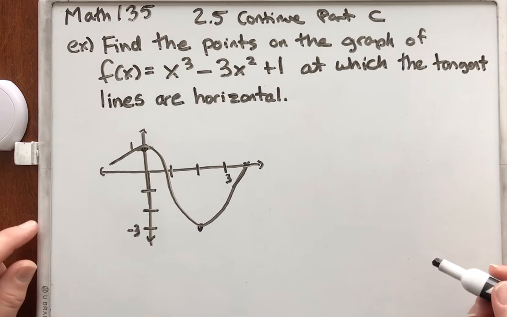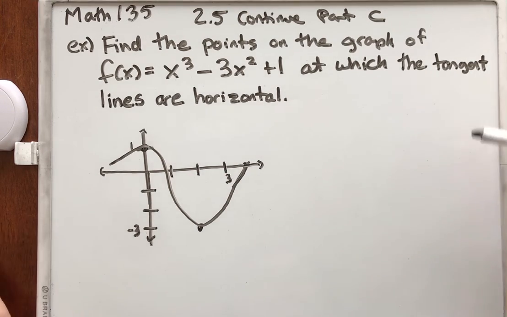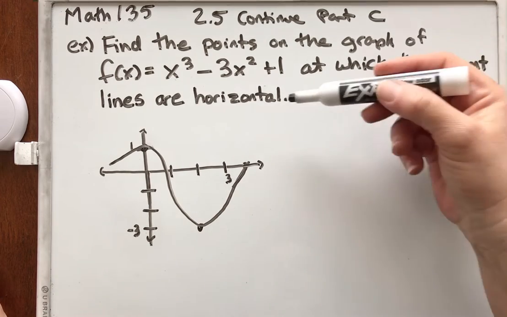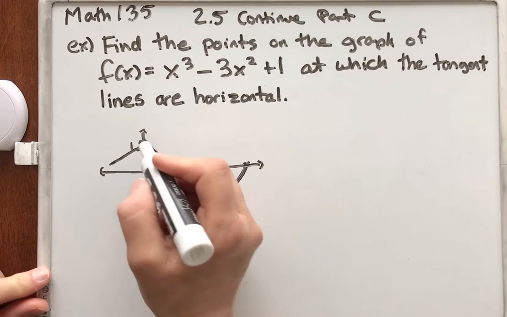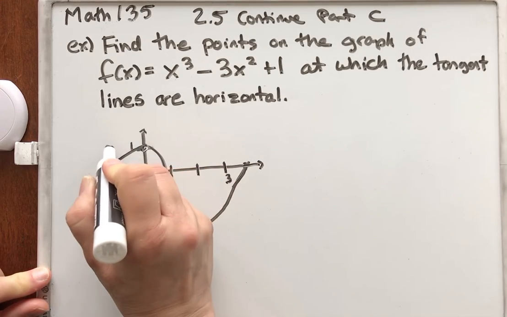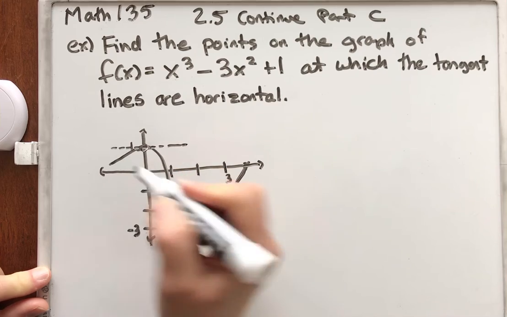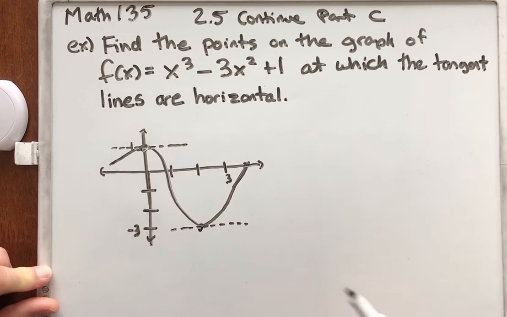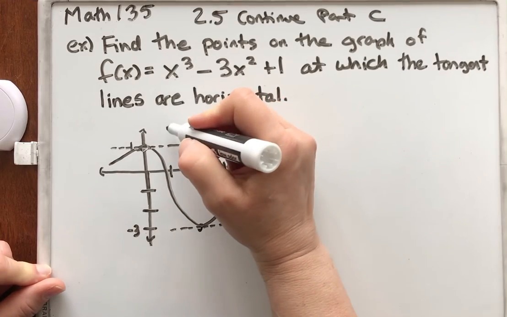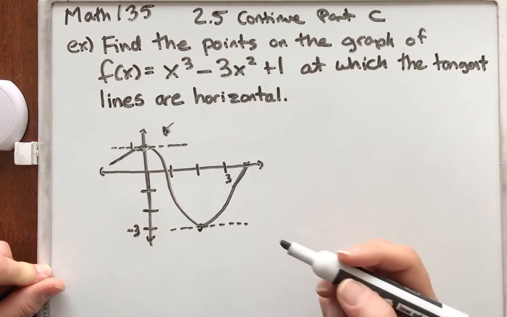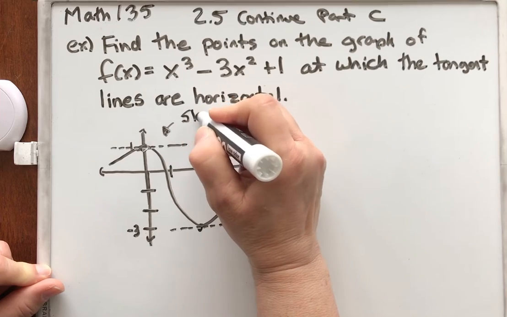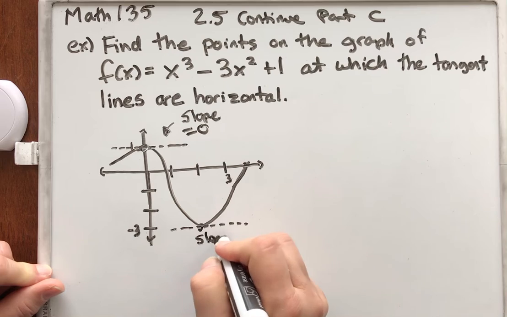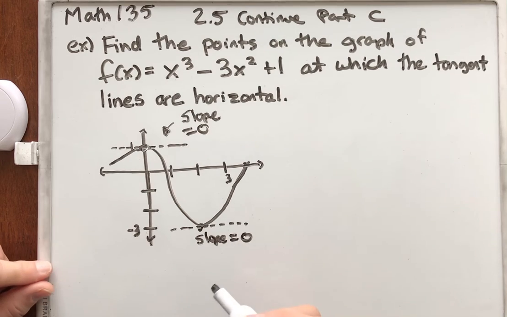All right, now why we drew that picture is because it says, find the points on the graph at which the tangent lines are horizontal. Well, what would that be? At this point right here, we have a tangent line that's horizontal. Same thing here. So when a tangent line is horizontal, what's the slope going to be? That's right, the slope equals 0. Slope equals 0 for these tangent lines.